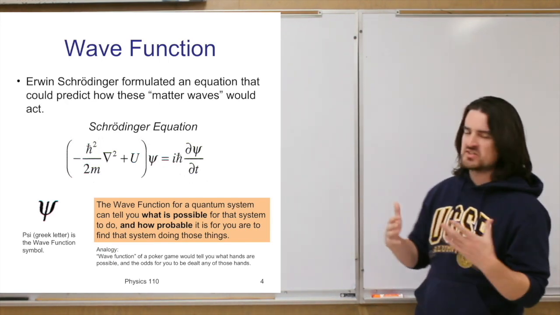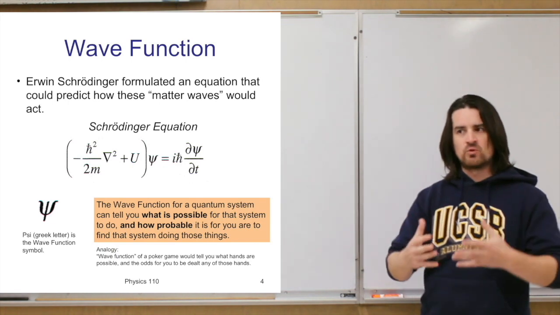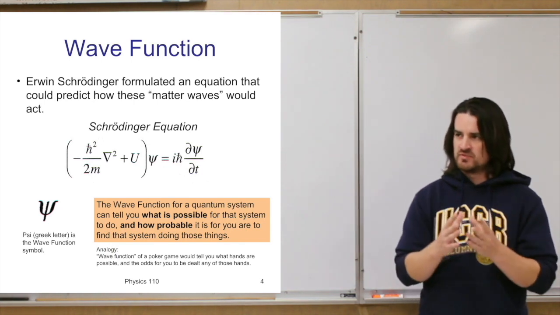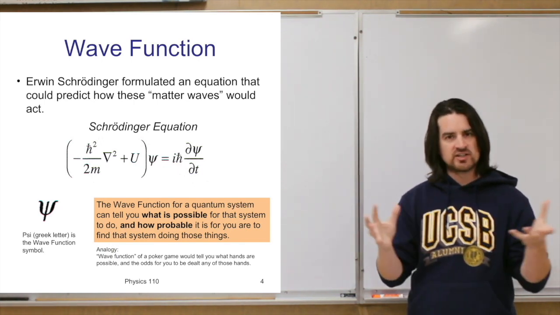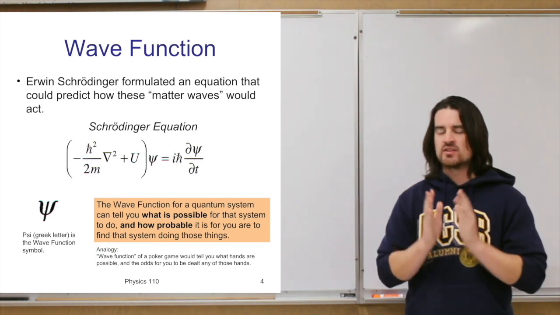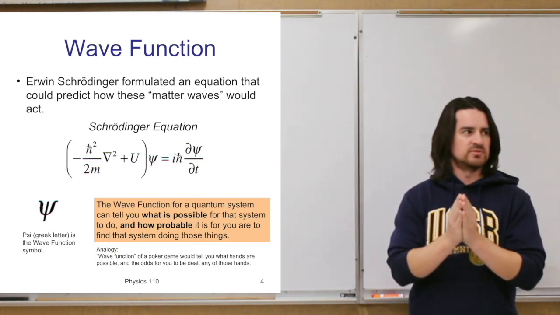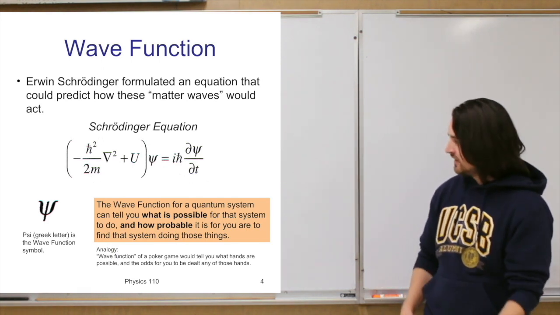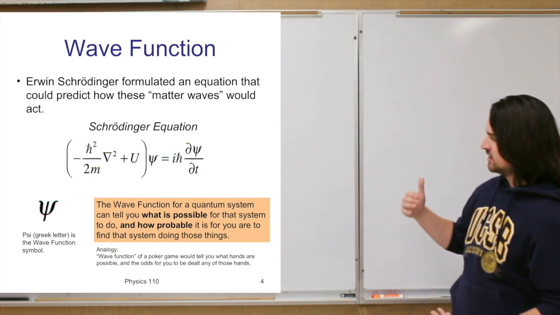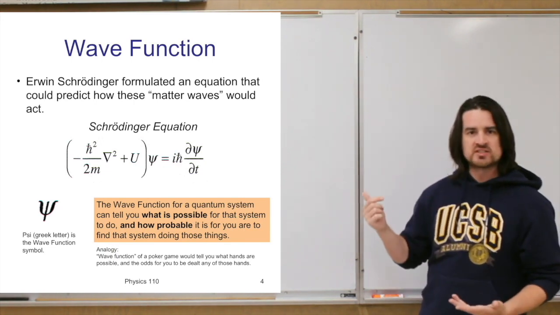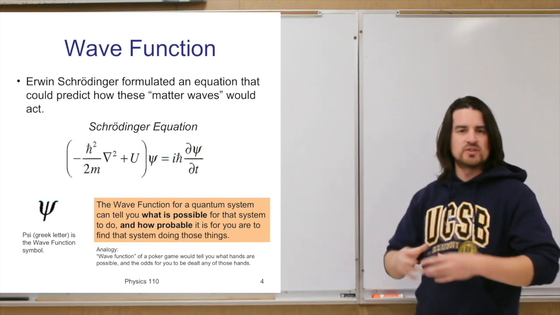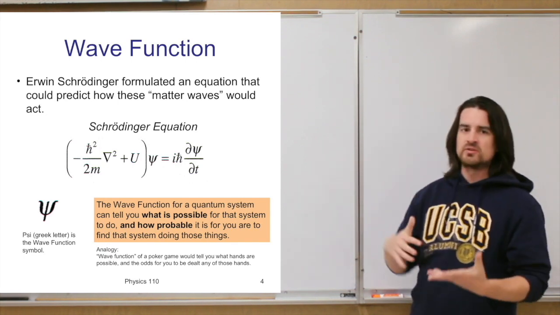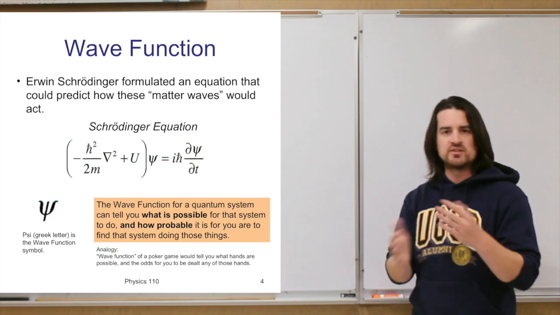The wave function is the thing that stands for the electron or the atom. It doesn't have to be just a single subatomic thing, it can be a collection of subatomic things, but it's the thing we're actually doing the description of. What it can tell you is what is possible for an electron to do in a given scenario, and how probable it is that you would find it doing any of those things.